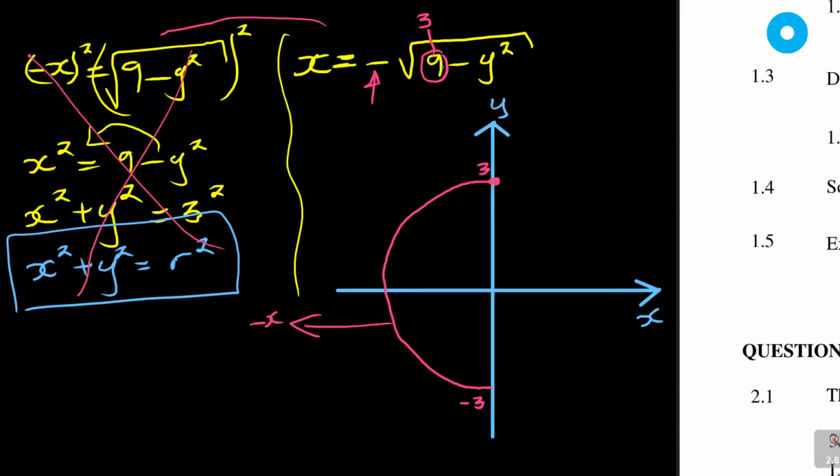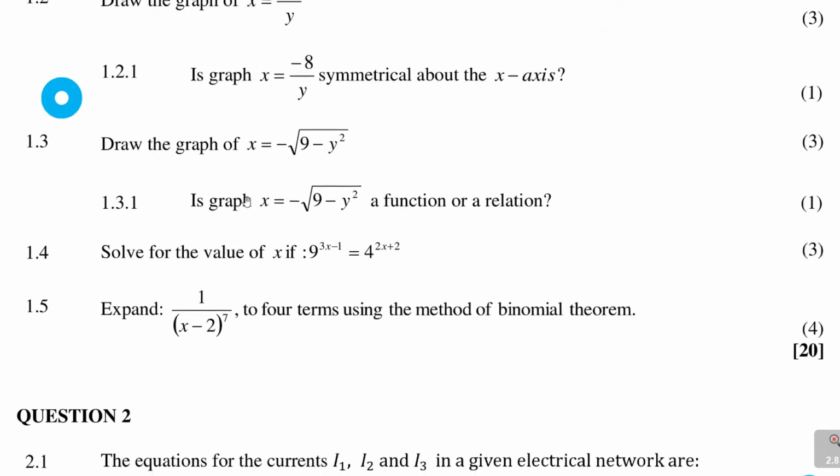You just need to find yourself to say, this is your r squared. So you say r squared is equal to 9. Therefore, r is the square root of 9, which is equal to 3. That's the radius. So that's why I put 3 and minus 3. So that is that, guys. That's how you draw this graph.